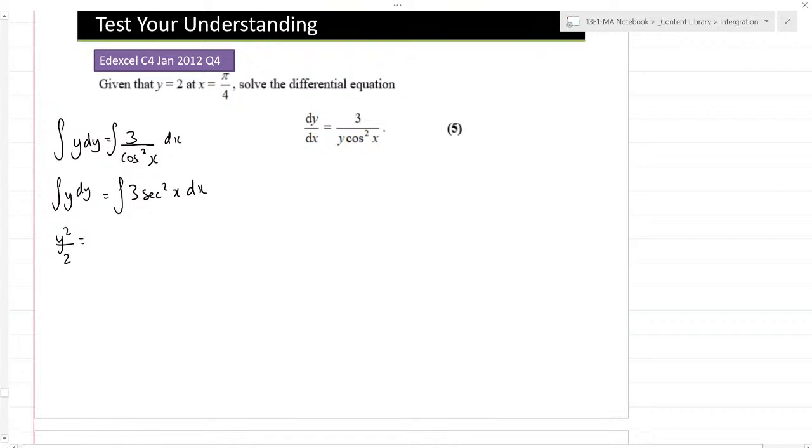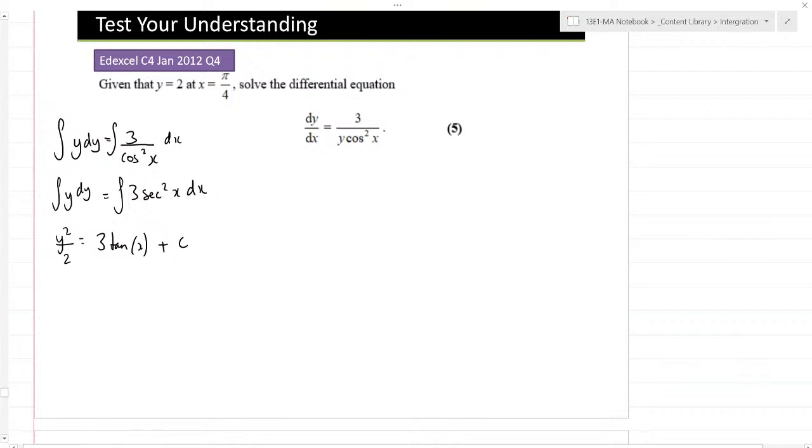It integrates to 3 tan, isn't it? Yeah, I was thinking about what's inside it though, because there's just an x, there's nothing else there. So it's 3 tan of x plus c. We are going to leave it as c because there's no ln's involved.